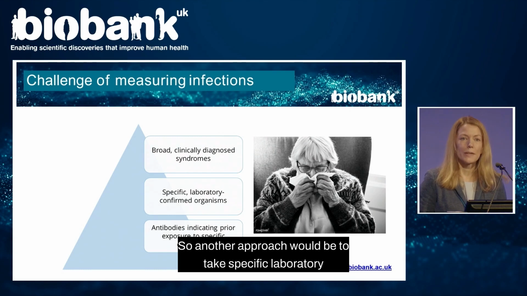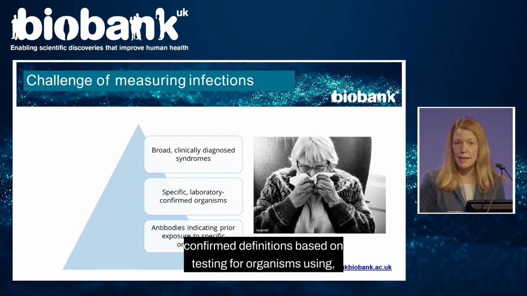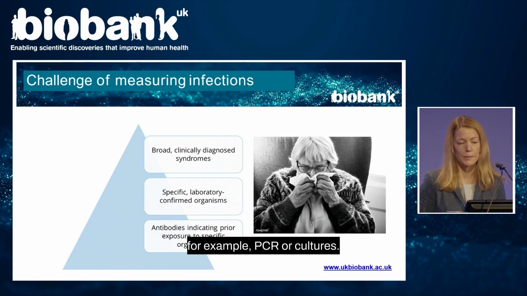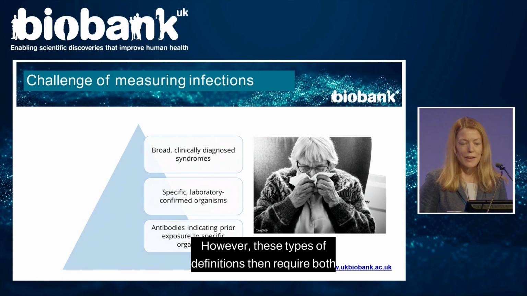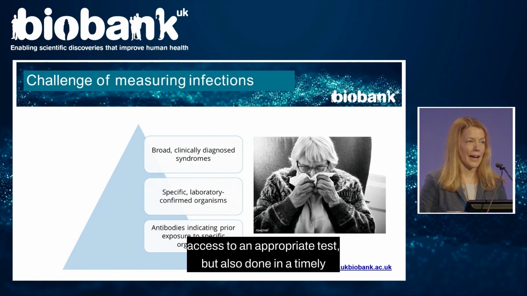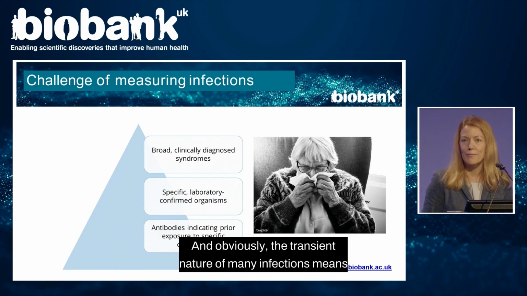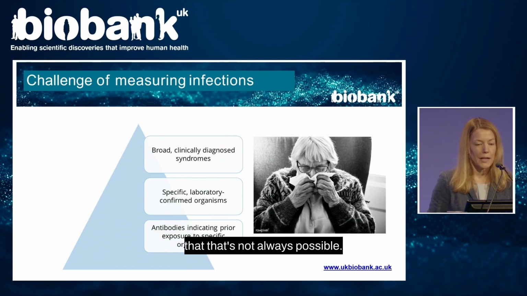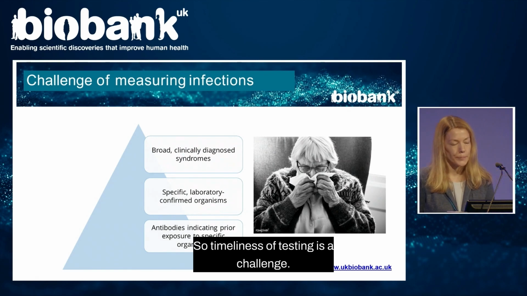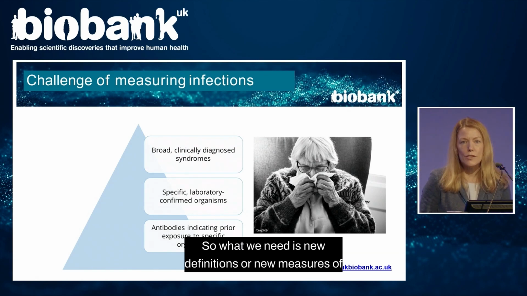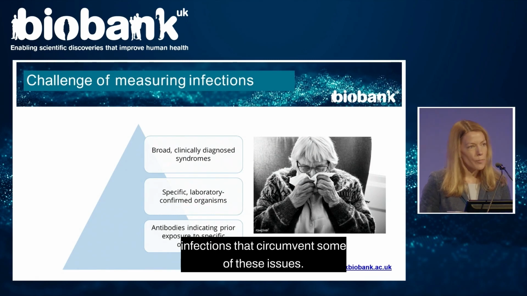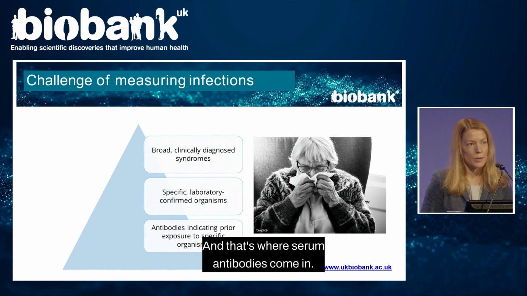So another approach would be to take specific laboratory-confirmed definitions based on testing for organisms, using, for example, PCR or cultures. However, these types of definitions then require both access to an appropriate test, but also done in a timely fashion. And obviously, the transient nature of many infections means that that's not always possible. So timeliness of testing is a challenge. So what we need is new definitions or new measures of infections that circumvent some of these issues. And that's where serum antibodies come in.